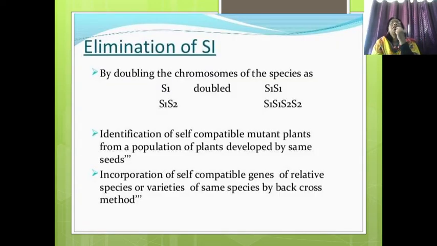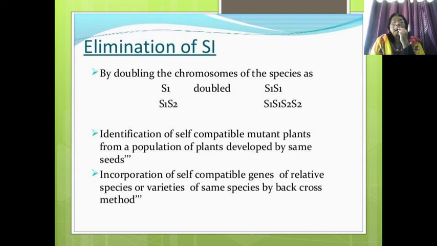How do we eliminate self-incompatibility? For this purpose, the first thing to remember is that doubling of the chromosomes of that species is important. For example, where a single allele S1 is present, the doubling of the chromosomes results in formation of the homozygous S1 S1. If two alleles S1 S2 are present, then after doubling it results in formation of S1 S1 S2 S2, and that doubling is necessary for the elimination of self-incompatibility.